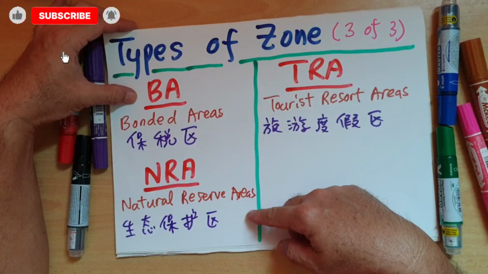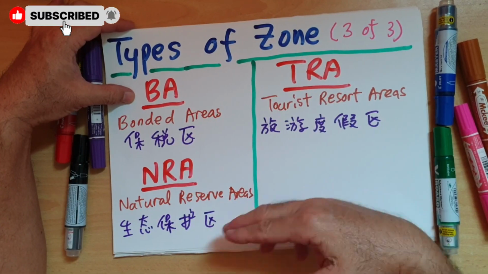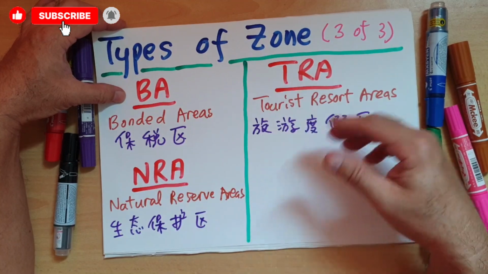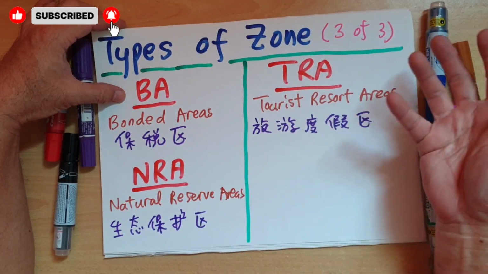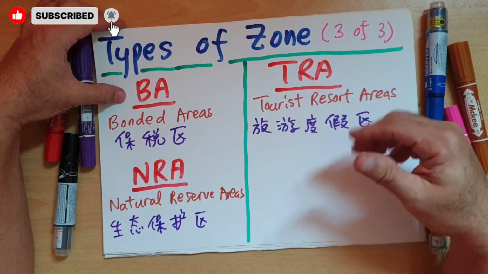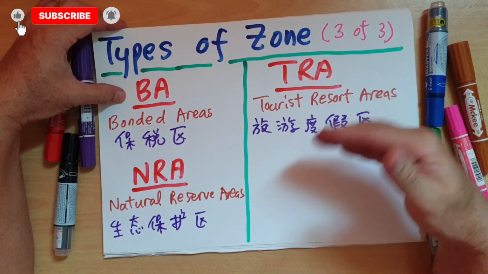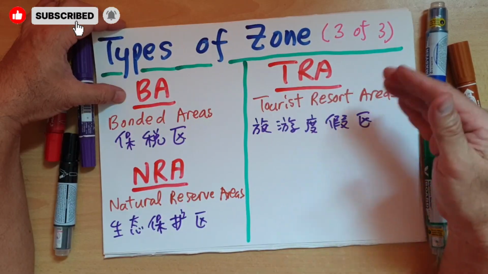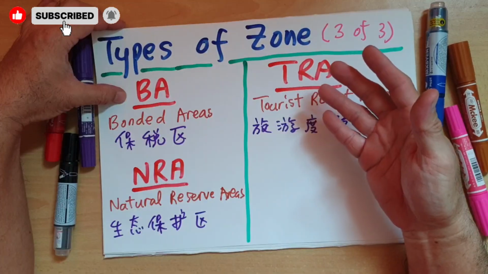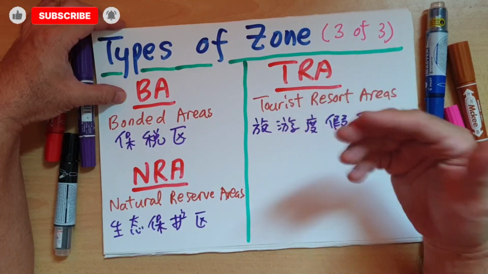They also have something called the National Reserve Areas, 生态保护区. So these three zones I will not cover because they are not so relevant to business, and they are also not very common, and you can roughly understand the main objective of setting up these zones. So I will not cover these three. I will go into details for the first 8 zones that I mentioned just now.